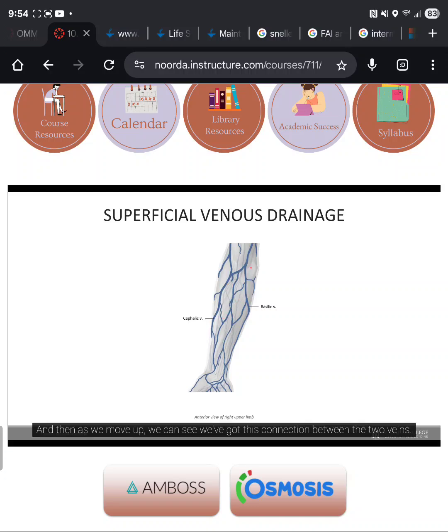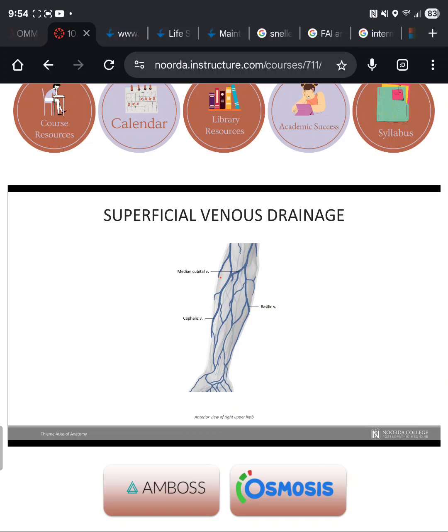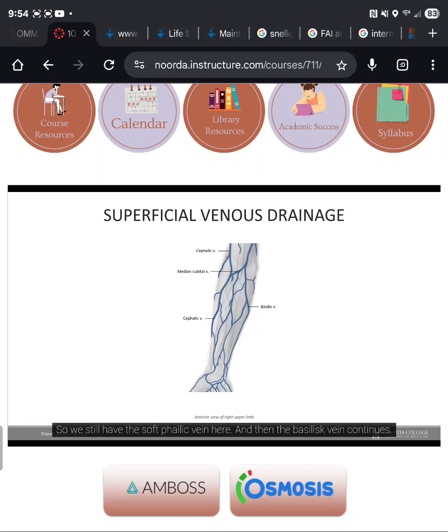And then as we move up, we can see we've got this connection between the two veins, and that connection is happening right around the elbow. And so we're going to call this the median cubital vein. The word cubital in anatomy just means elbow, so that's why we're naming it that there. And then from the median cubital vein, the cephalic and basilic veins will continue. So we still have the cephalic vein here, and then the basilic vein continues right here.